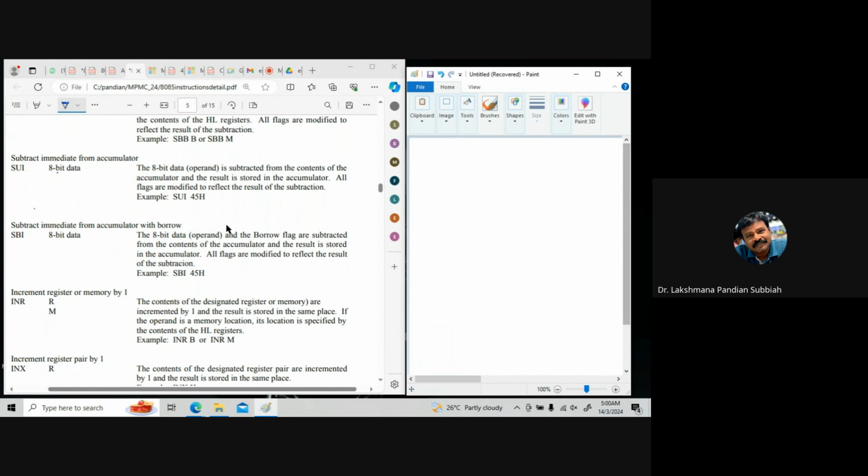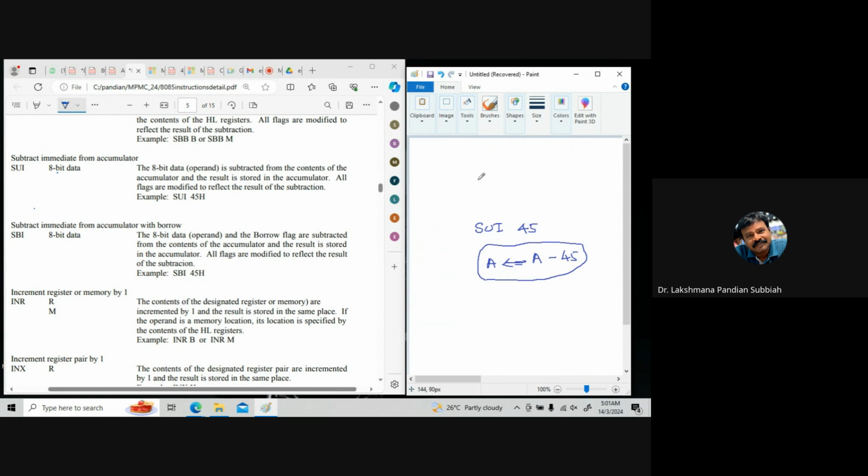Right. Next, subtract immediate, SUI. SUI is subtract with immediate. SUI 45, right? So that is A minus 45. We get the result in A, right? The result in A. So A minus 45, this is the result, right? Okay.